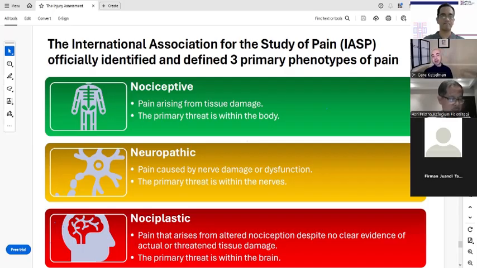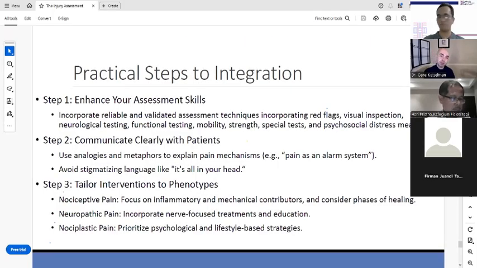So, practical steps to integrate these aspects. Step one, you want to enhance your assessment skills. The goal of today's lecture was to introduce you to these classifications and to encourage you to begin trying to classify these patients, because by classifying them, you will treat them much, much better. And to appropriately classify, you want to improve your assessment skills.